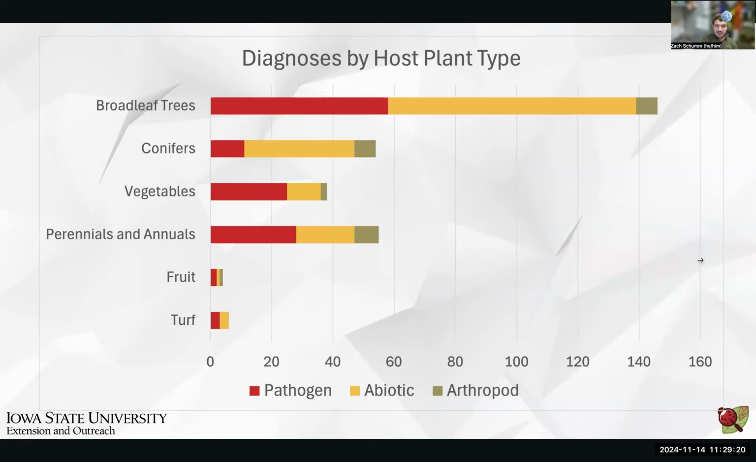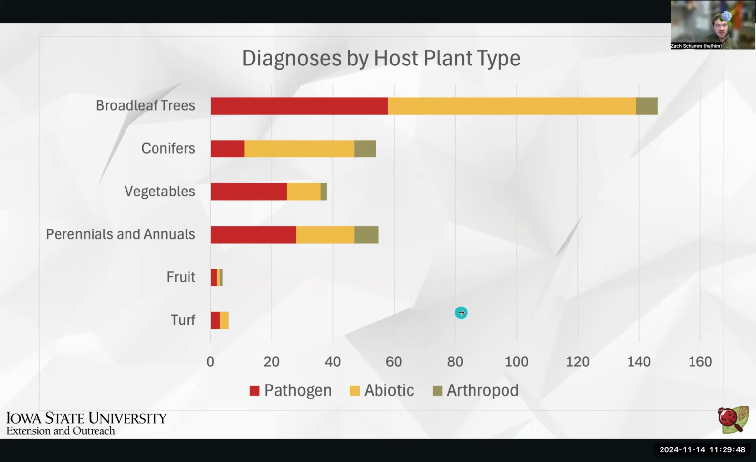And this is depicting the different types of diagnoses by all of those host plant types, only including plants here, no insects on this one, other than via diagnoses. We have all of our pathogen diagnoses color-coded in red, abiotics, so these are non-living things that we suspect are causing issues on these plants, in yellow, and then insect problems that are causing some sort of damage or issue with those plants specifically.